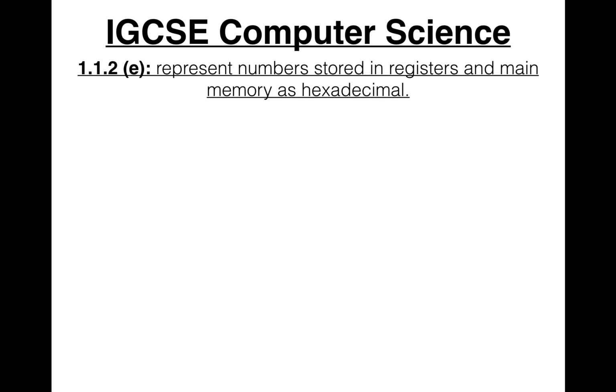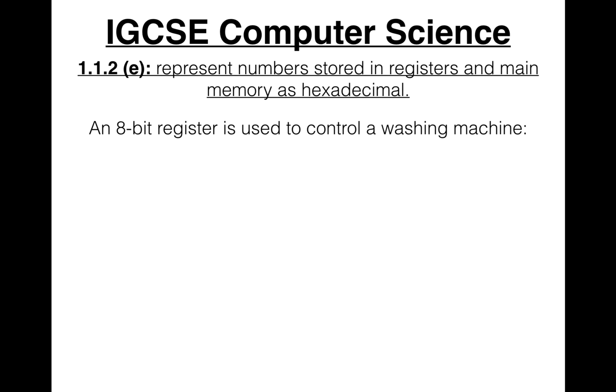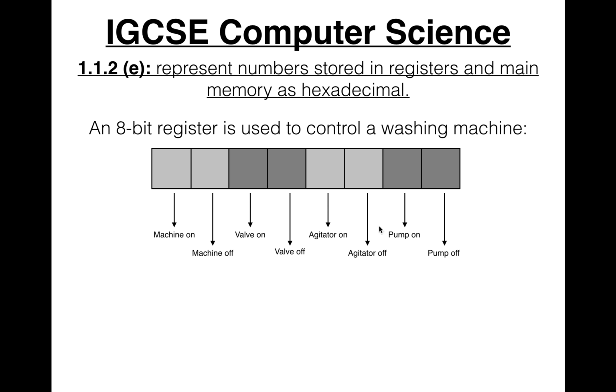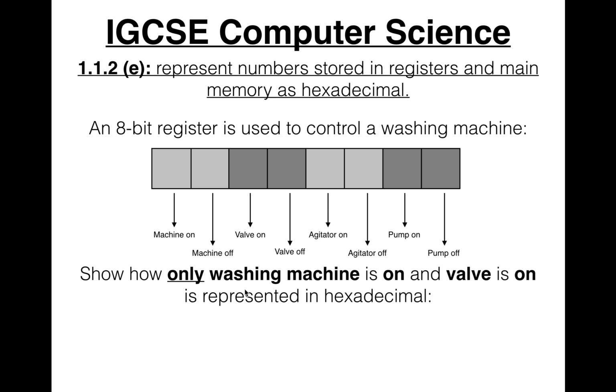So you might get a question on the exam, like: an 8-bit register is used to control a washing machine. This example, the washing machine, was actually in the fourth video, when we were looking at the uses of binary. Now we're using it here. But show how only washing machine is on and valve is on will be represented in hexadecimal.